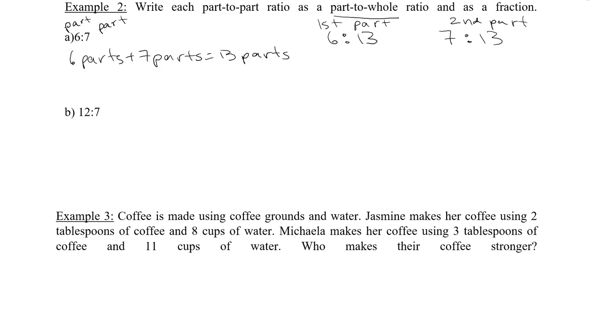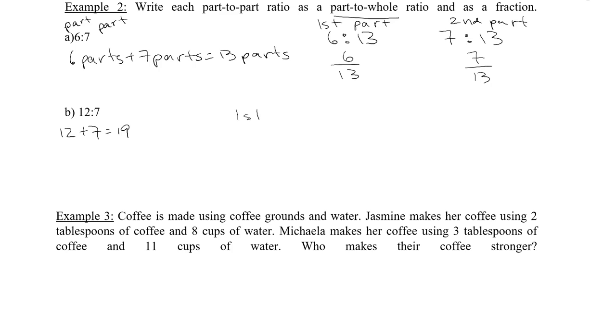So I'm going to write 2 part-to-whole ratios. We want to write these as fractions, and it's 6 out of 13 parts is the first thing, and 7 out of 13 parts is the second thing. Okay, same thing here with 12 to 7. We've got 12 parts plus 7 parts. We've got 19 parts in total, once again, assuming that those are the only two things.